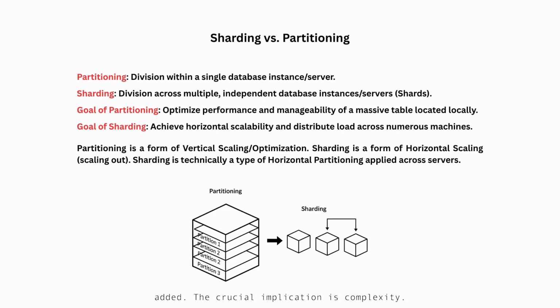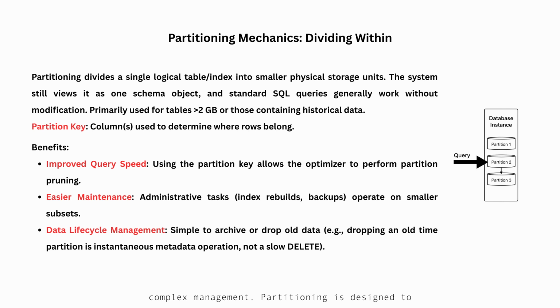The crucial difference is implementation complexity. Partitioning is managed natively by the DBMS, while sharding requires network coordination and complex management. Partitioning is designed to manage tables that grow to billions of rows. One of the most common reasons to partition is simply to make administration easier. When managing a massive table, tasks like rebuilding an index or running backups become resource intensive and time consuming. By splitting a huge table into, say, 12 smaller monthly partitions, you can manage the 12 smaller pieces individually.